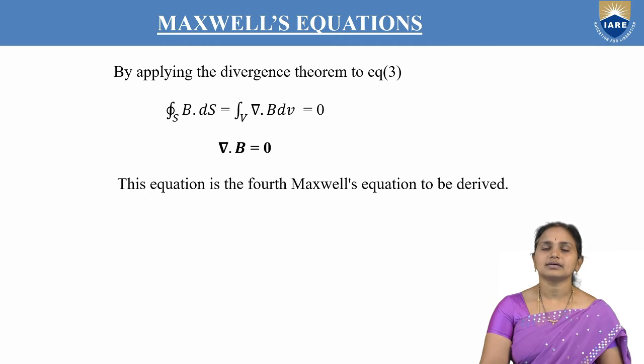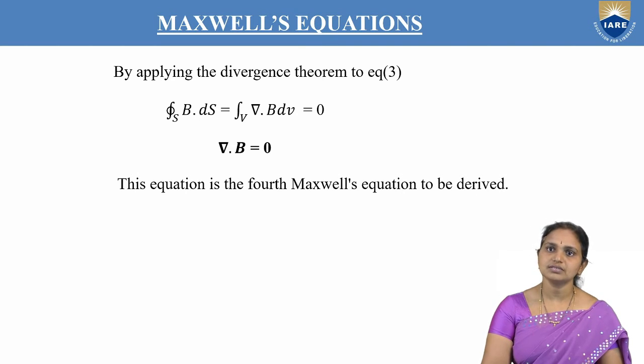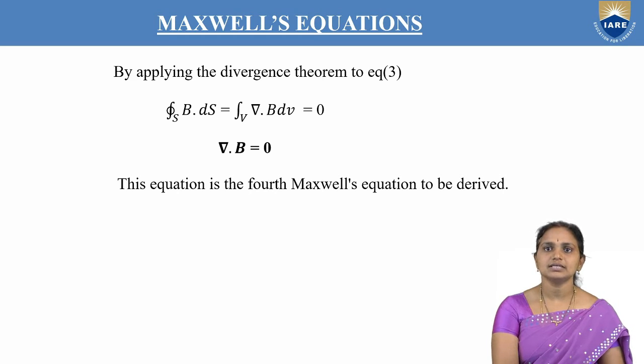Now if you take the magnetic flux relation, which is the closed integral of B dot ds over a surface, equal to 0, I am now trying to apply the divergence theorem to that equation. The divergence theorem gives the relation between a surface integral and a volume integral. So if you apply the divergence theorem to the closed integral B dot ds, that will be written as del dot B into dv.